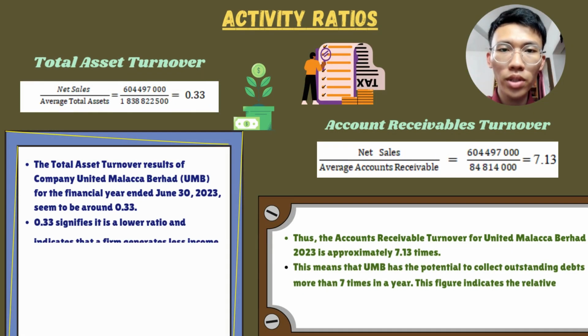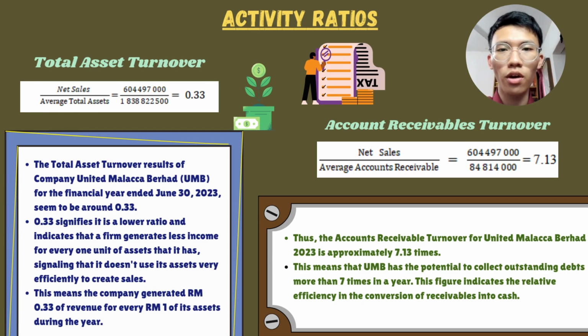Next is activity ratio. The total asset turnover result of United Malacca Berhad for the financial year ended June 30, 2023 is around 0.33. 0.33 signifies a lower ratio and indicates that a firm generates less income for every 1 unit of asset that it has, signaling that it doesn't use its assets very efficiently to create sales. This means the company generated 0.33 ringgit of revenue for every 1 ringgit of its assets during the year.